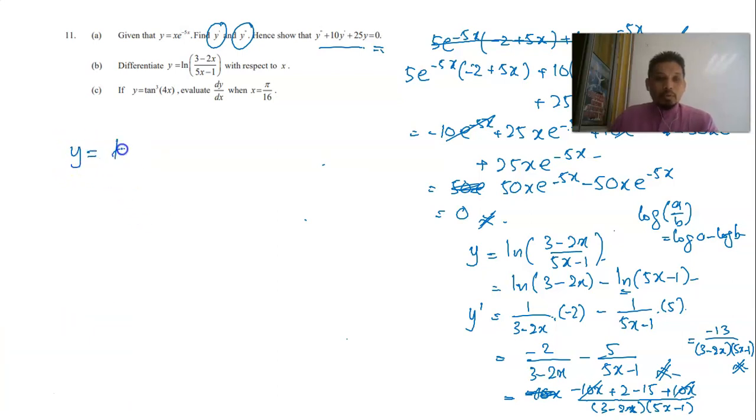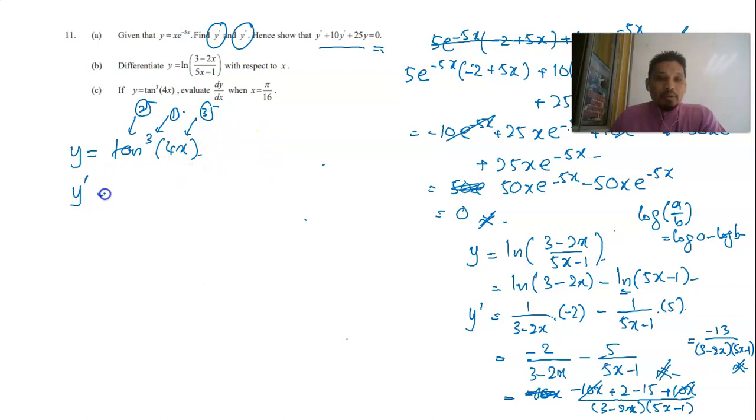y equal to tangent cube 4x. Okay, class. In this kind of question, we are going to differentiate one by one. So the first thing that we differentiate is the power of this trigonometric function, 3 tangent square 4x. So the power, which we call our priority number 1. Then the second part is we're going to differentiate the tangent. And finally, we differentiate the function inside.